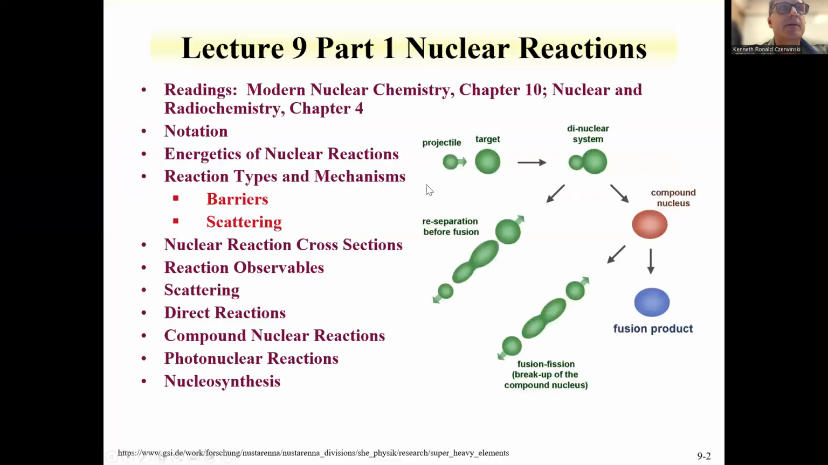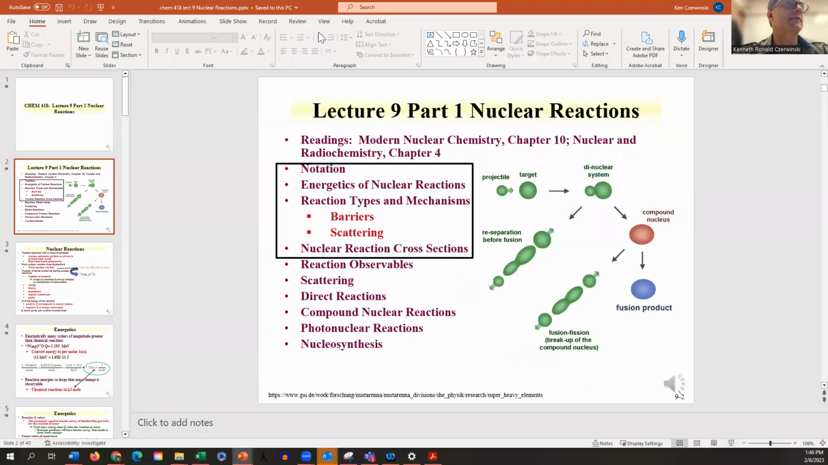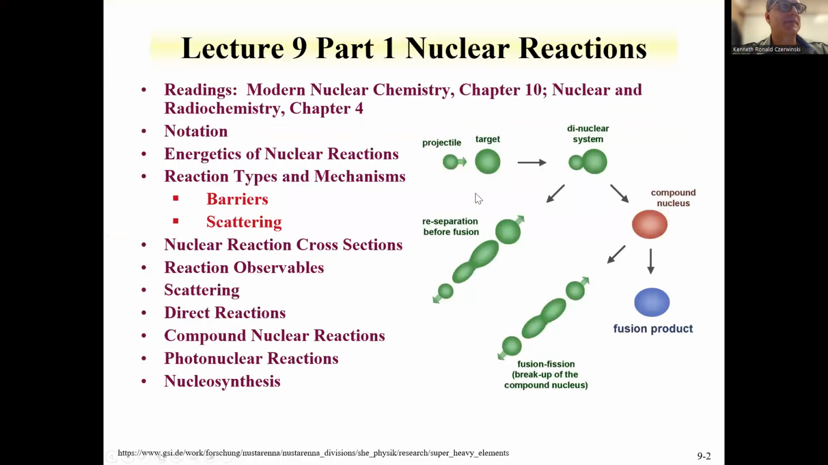So, all right. Let me just hit the highlights here. This is, in essence, our full system. We've got a target and a projectile that makes some dinuclear system. And then a lot of things can happen. It can almost break apart again. It can make this compound nucleus. This compound nucleus can break apart again, or it can make this fusion product, which de-excites, and then you have a new nucleus.